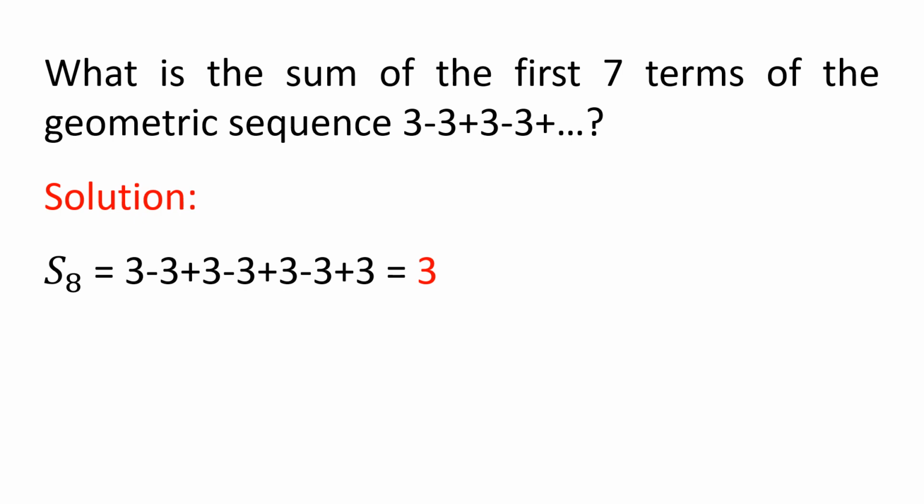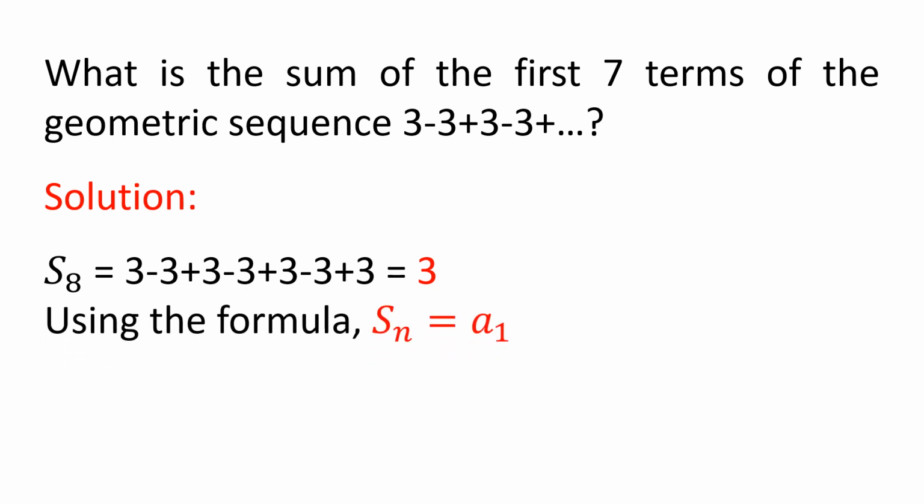Okay, how about if we are going to use the formula? Using the formula, we have S sub n is equal to a sub 1, or the first term. So we are going to substitute the values. S sub 7 now is equal to 3. That is as simple as that. You are just going to write the value of the first term since that will be our sum of the whole terms beginning from the first term up to 7 terms.